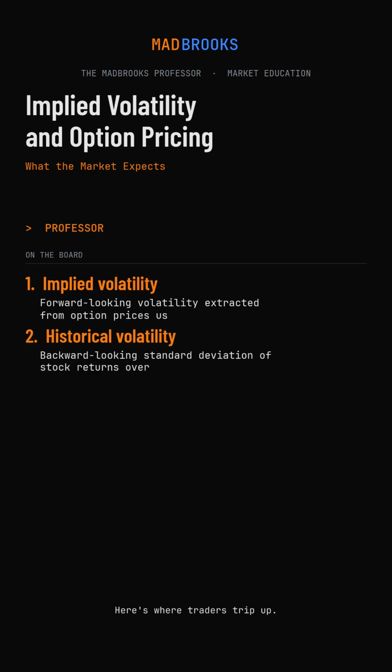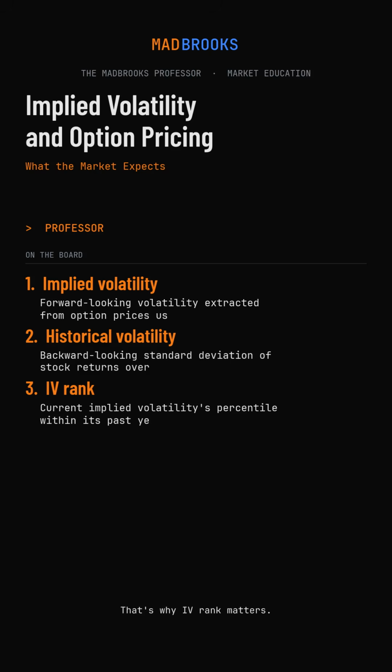Here's where traders trip up. They see an option with 40% implied volatility and think that sounds high, so they sell premium. Or they see 15% and think it's low, so they buy. Absolute levels mean nothing without context. 40% IV on a biotech stock 3 days before FDA approval might be historically cheap. 15% on a utility stock might be rich. You need to know where implied volatility stands relative to its own range.